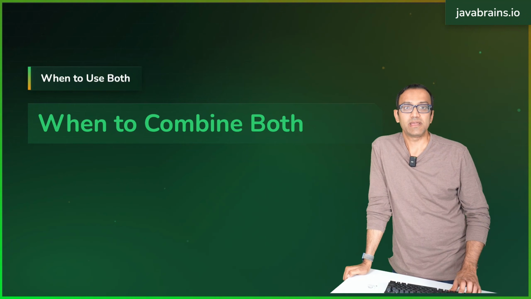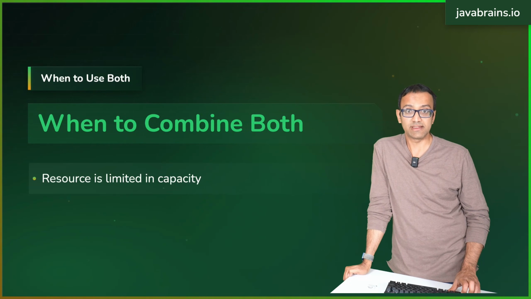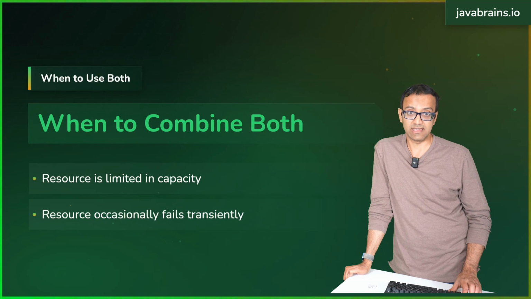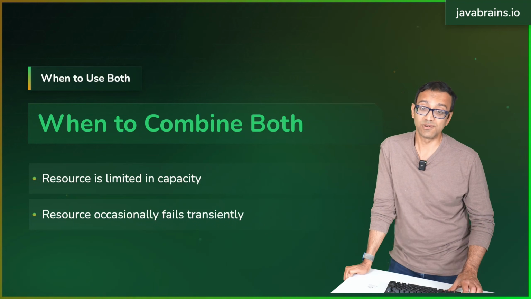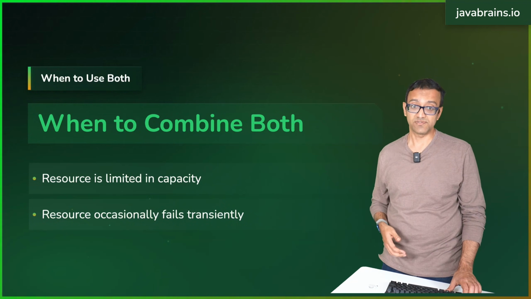Okay, so when do you combine both? When you need to limit capacity, the resource is limited in capacity, and it also occasionally fails transiently. So external APIs fit both criteria. They have concurrency limits, and they do tend to fail occasionally. So that's a great example for doing both of these.